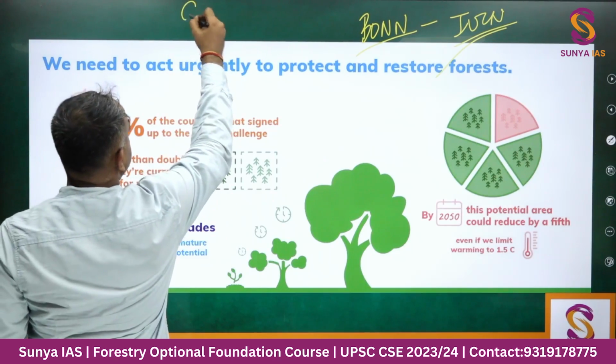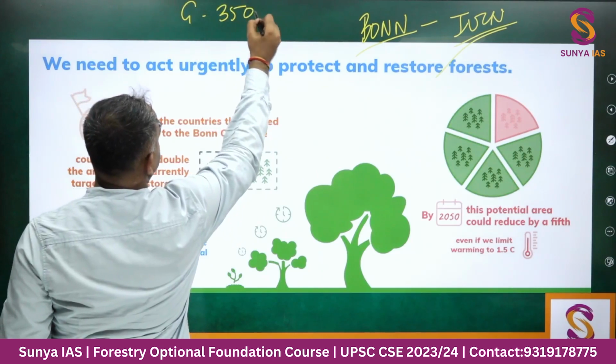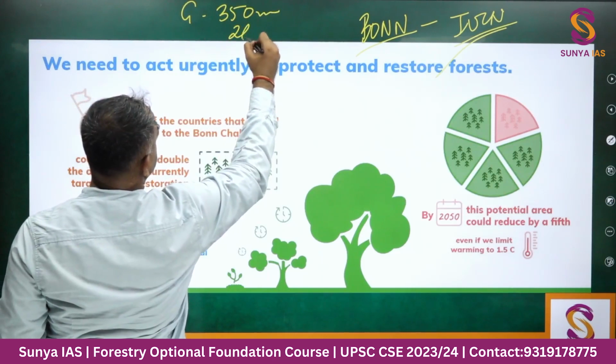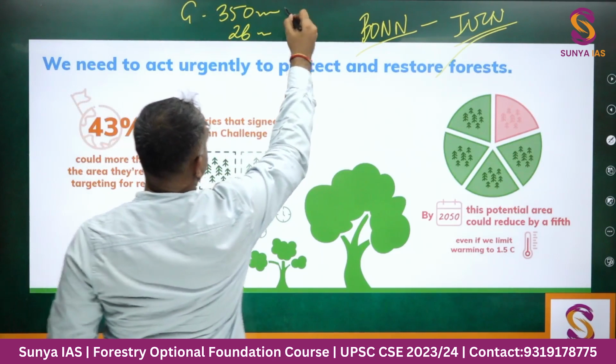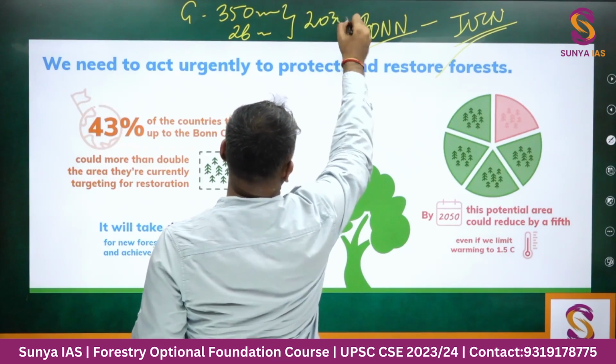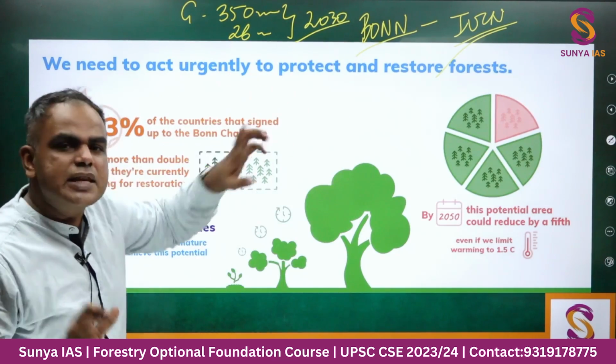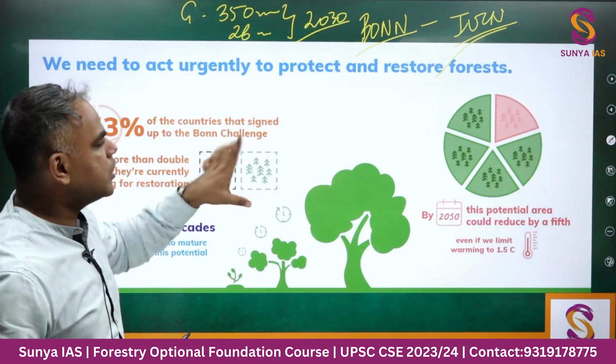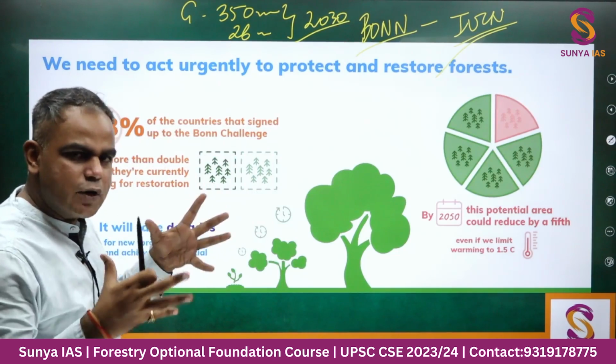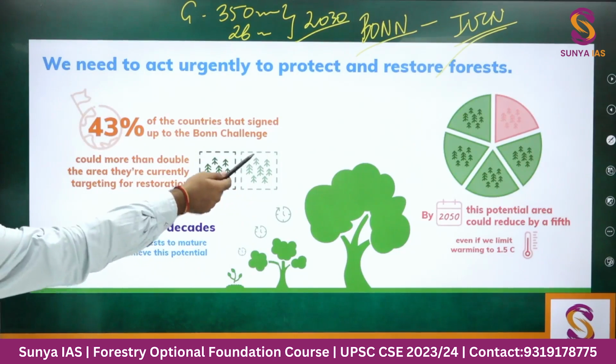For global, you have to restore 350 million hectares. For India, you have to restore 26 million hectares, both by the year 2030. So the Bonn Challenge again is talking about how you can protect and restore forests. Why? Because a lot of forests are dying off. Again, a very good infographic to tell you, right?